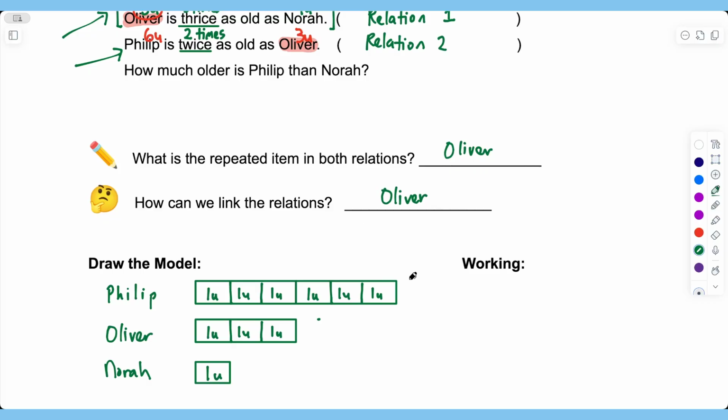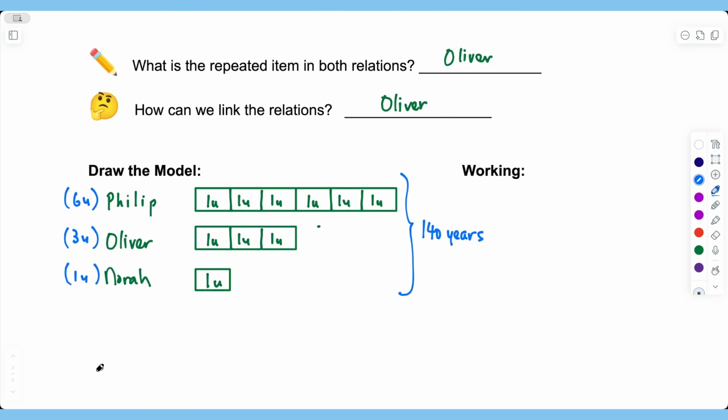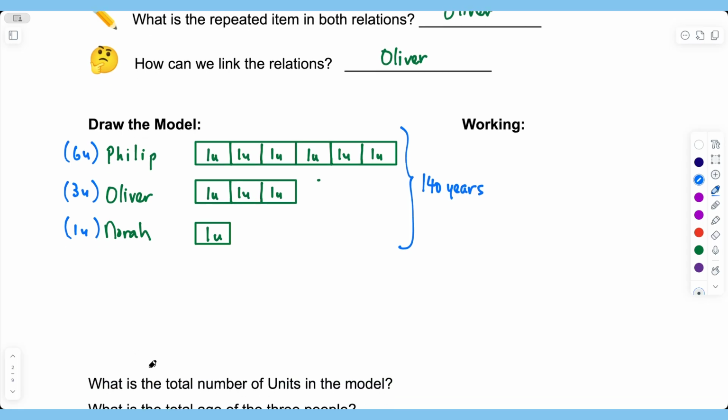We are given that their total age is 140 years. Okay, so this is in real number. This is actual number, 140 years. And 140 years is also represented by how many units? We have 6 units for Philip, 3 units for Oliver, and 1 unit for Nora. What is the total number of units in this model? 6 plus 3 plus 1, that's 10 units.